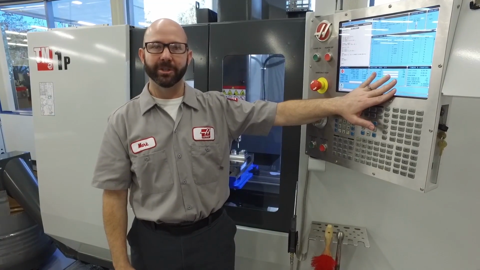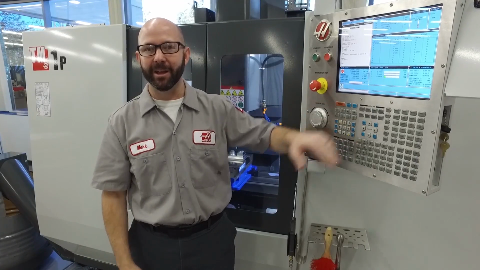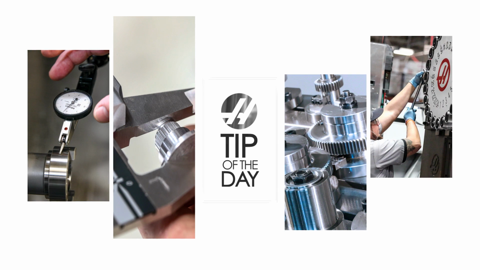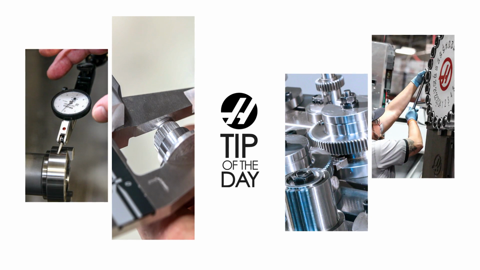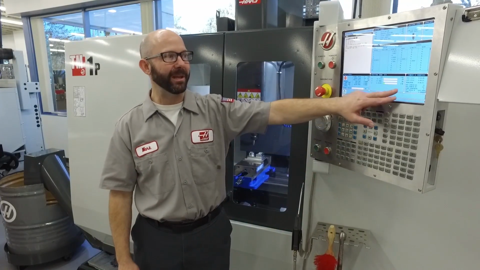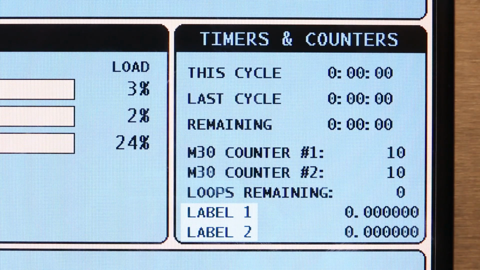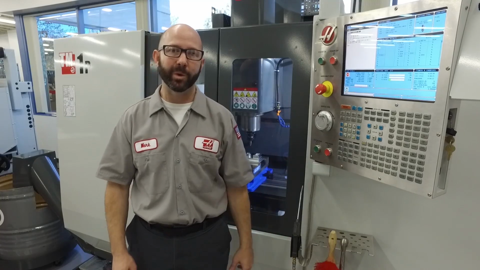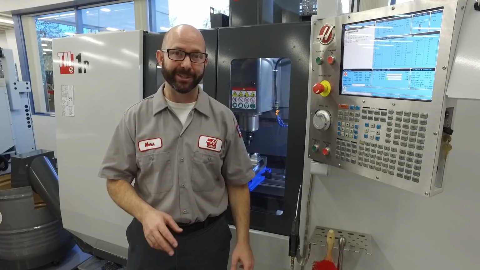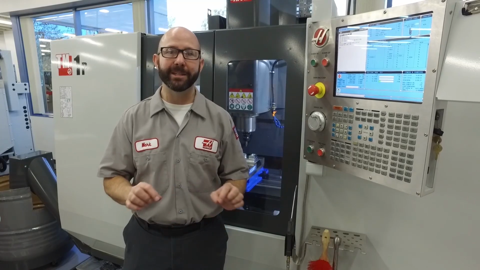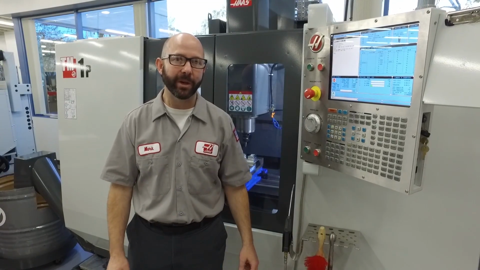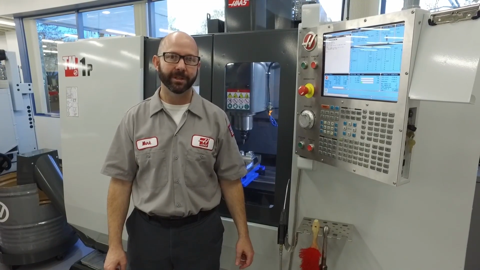Today we're going to show you how you can customize the home page on your control so that it displays the information that you need on the parts that you run. We're going to be talking about our macro labels that show up in our timers and counters box on our home page when we're in memory mode running a part. Now, I said macro labels, but there are plenty of uses for this feature even if you don't have the macro option enabled. Let's get right to it.